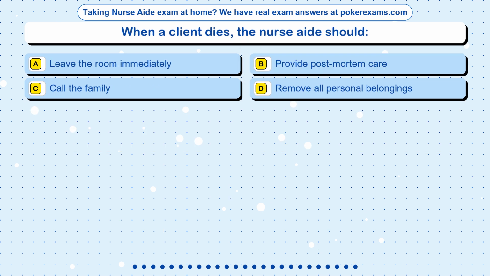Question 19. When a client dies, the nurse aide should: Option A. Leave the room immediately. Option B. Provide post-mortem care. Option C. Call the family. Option D. Remove all personal belongings.